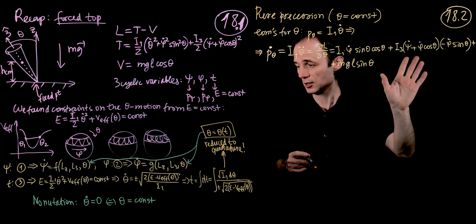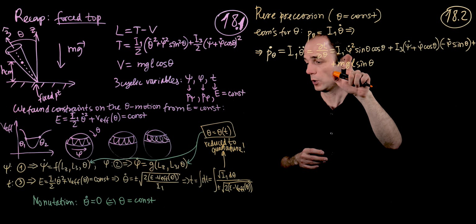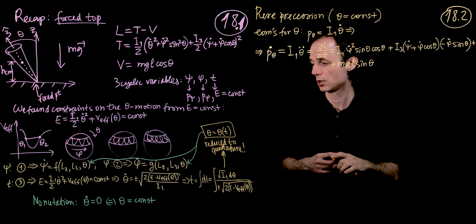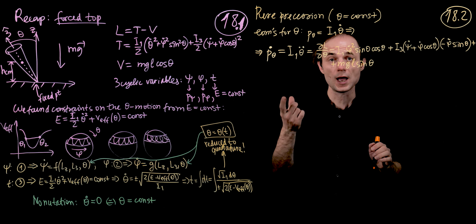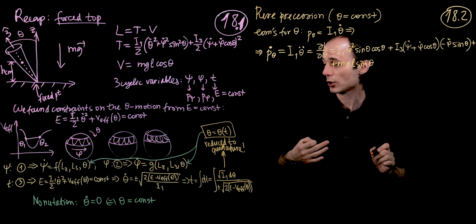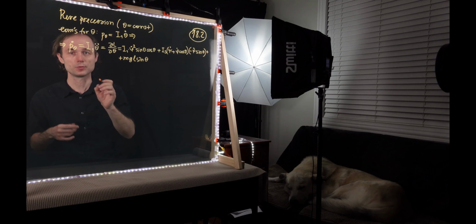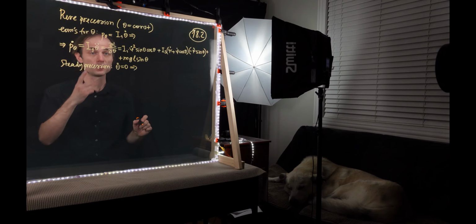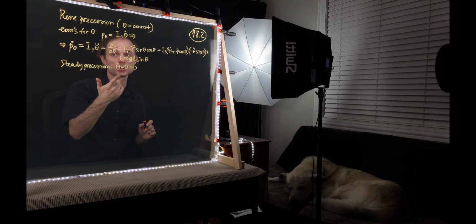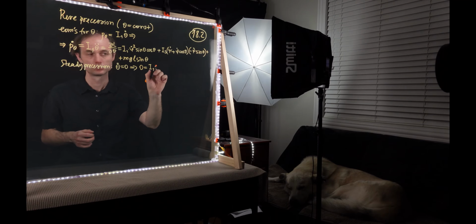And we obtain this expression, except that here should be a square. Yeah, that's good. So now if we're interested in steady precession, that means that our value of theta is a constant, or theta dot is 0. And from here, it means that all of this is going to be 0, because if theta dot is 0, it means that theta double dot is also 0.